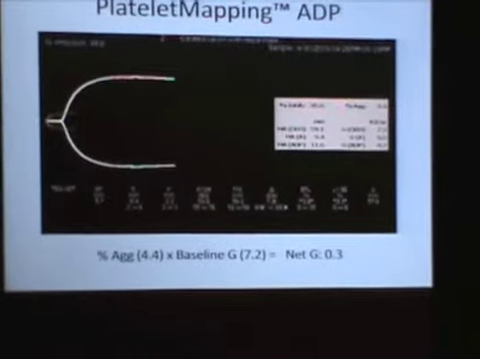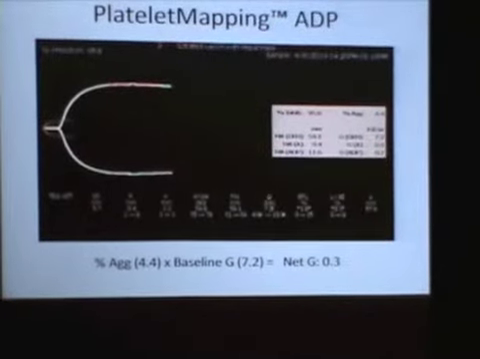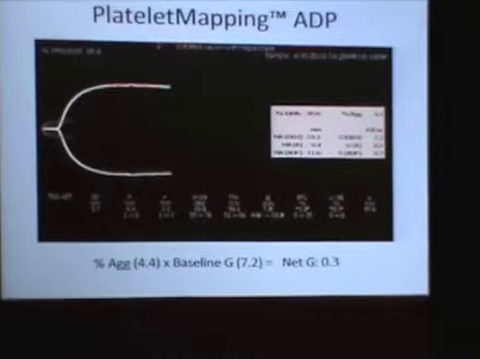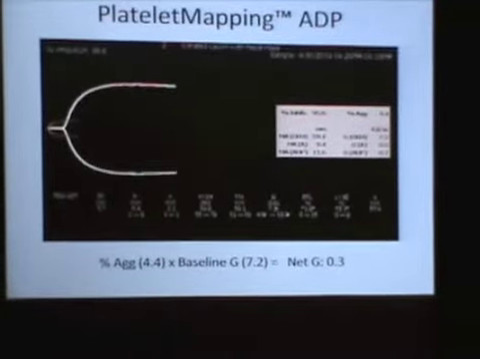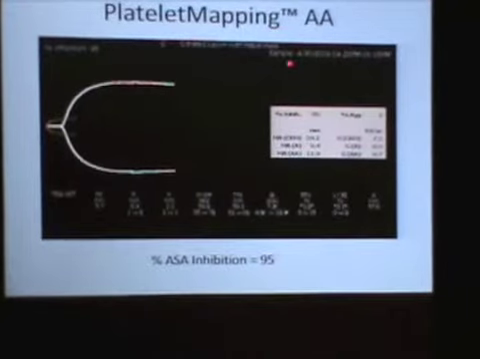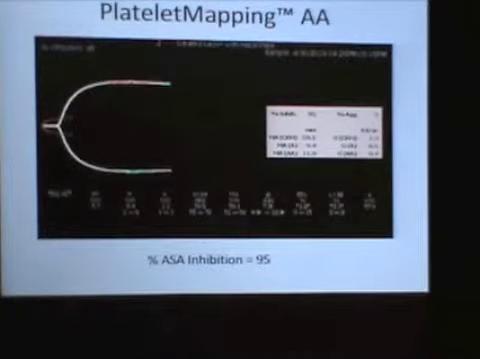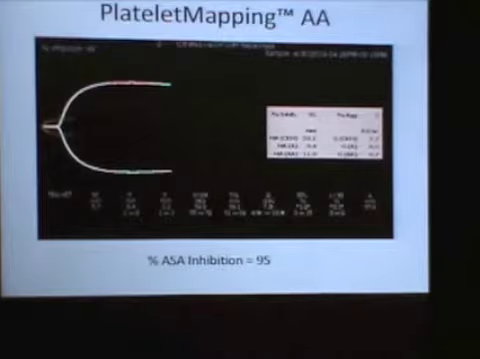The Plavix has got them 96% inhibited. So they've got a net clot strength of 0.3, which is absolutely nothing. Okay? And let's see what they got here. Aspirin, 95% inhibited from aspirin. So not only were their platelets not functioning, they couldn't stick either. Of course this person had an event.